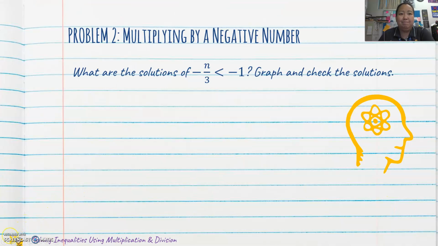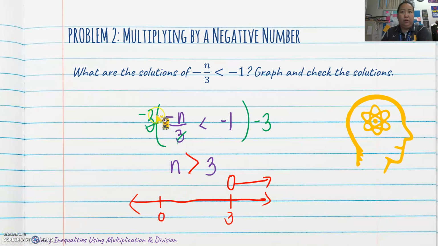Go ahead. So as you can see, our variable goes with a negative n divided by 3, so we need to remove the divided by 3 and that negative, so we multiply by negative 3 on both sides. And because we multiply by a negative number, our inequality switches. Negative 1 times negative 3, that's going to be a positive 3.